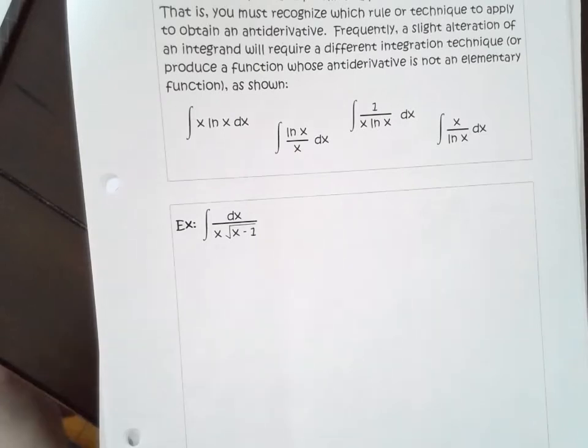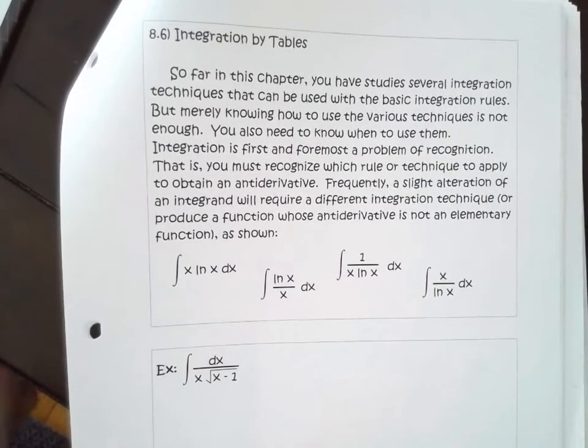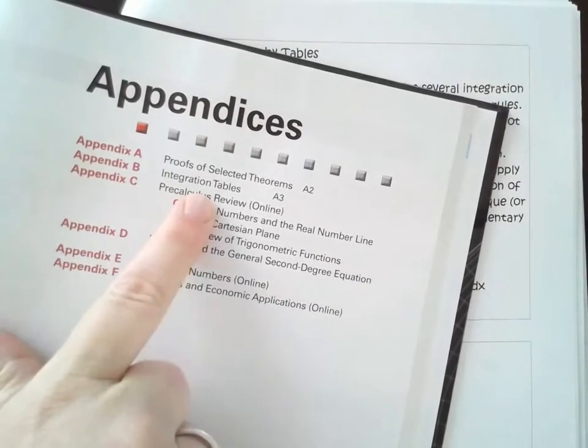Hi everyone. We're about to do lesson 8.6 and I do want to encourage you by just telling you that this is going to be kind of an easy one. You're going to want your books with you as you go through it, and you're going to want to open to after chapter 10 where it says appendices. So appendices right here. We're going to be working with appendix B, the integration tables.